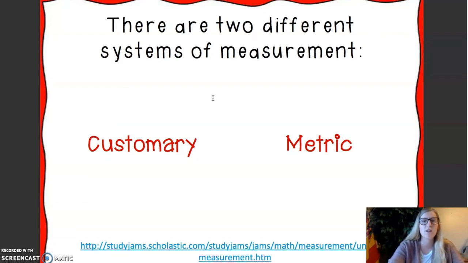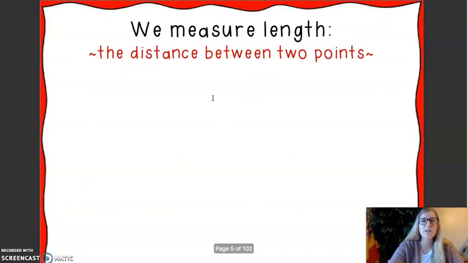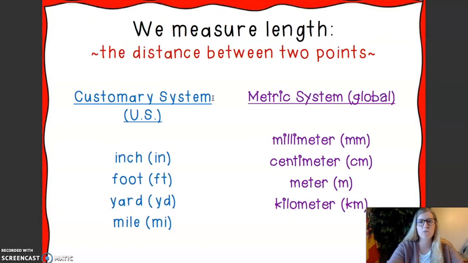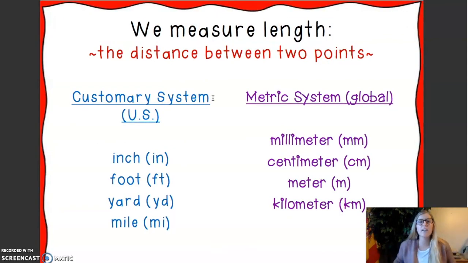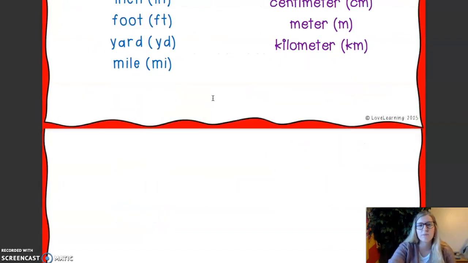Customary measurement. So we measure length, the distance between 2 points. Customary units of measure are an inch, a foot, a yard, and a mile. Metric system, which is a global measurement system, is measured in millimeters, centimeters, meters, and kilometers. And you can see that I've included the abbreviations for those.